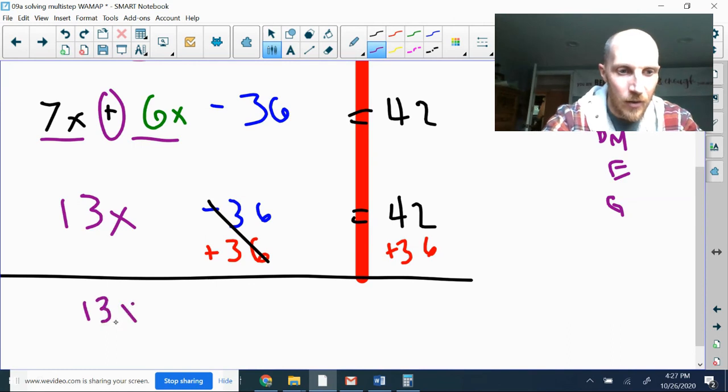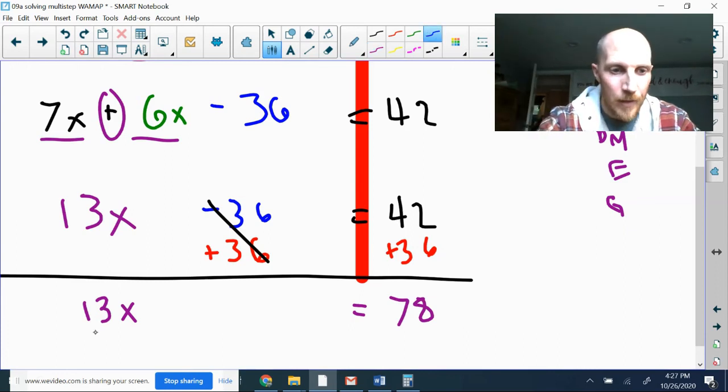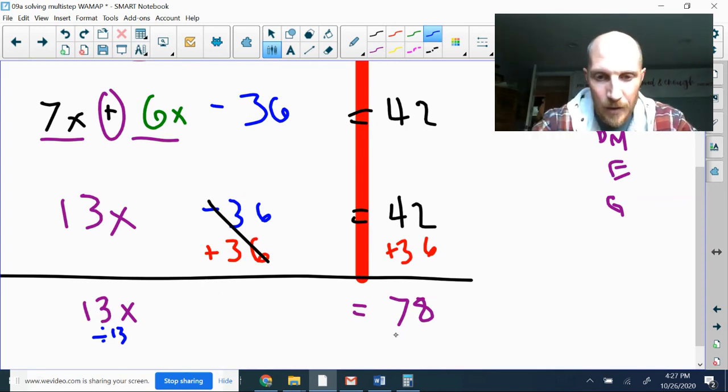13x. The 36's are gone. Equal sign comes down. 42 plus 36, that's what, 78? Last step, divide by 13 to do the opposite of this multiplication. 13 times x, I want to do the opposite, divide. Right, divide by 13 on the other side.